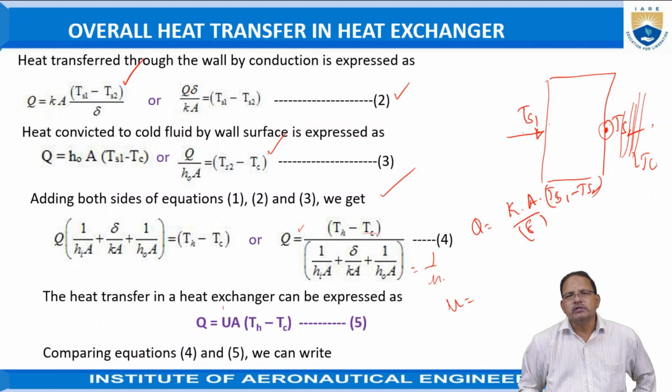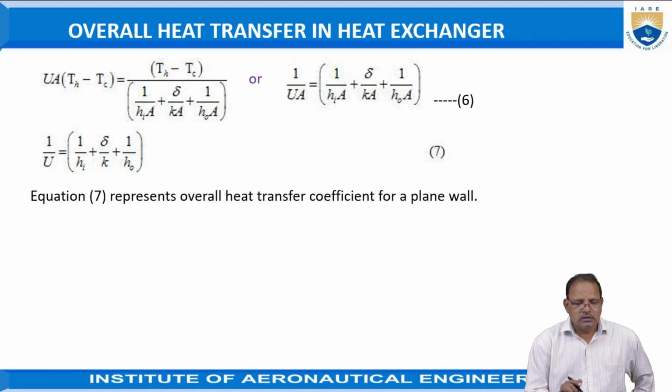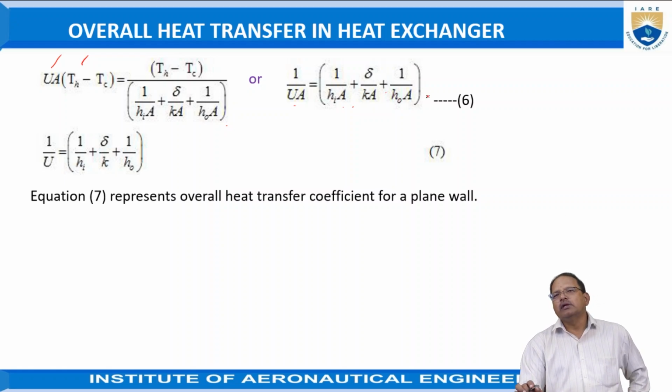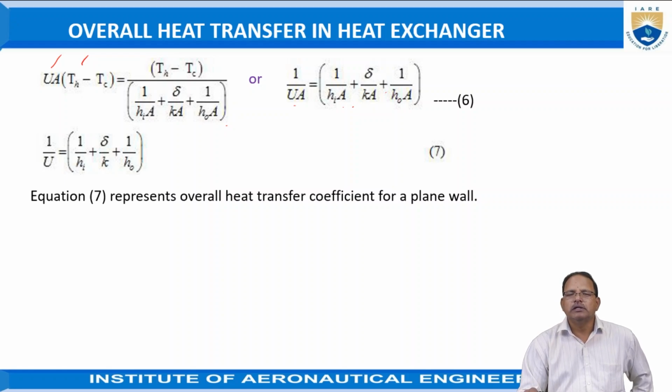So comparing these two equations, 4 and 5, we get U A (Th minus Tc) equals (Th minus Tc) divided by (1 by hi A plus delta by K A plus 1 by ho A). This we get because the heat energy is constant. From this relation, 1 by UA is equal to 1 by hi A plus delta by K A plus 1 by ho A.